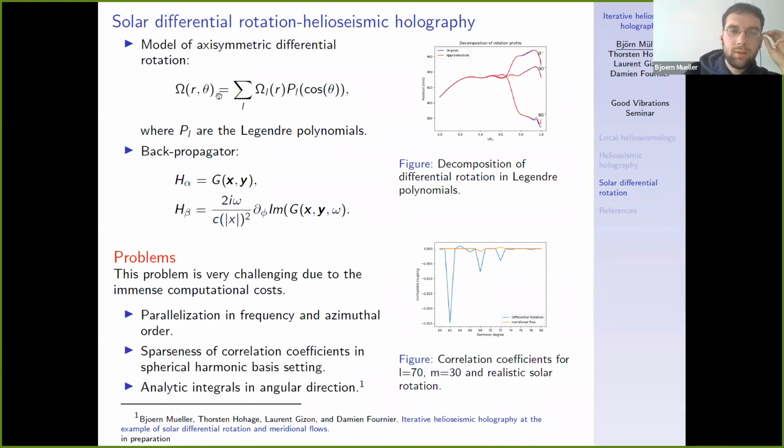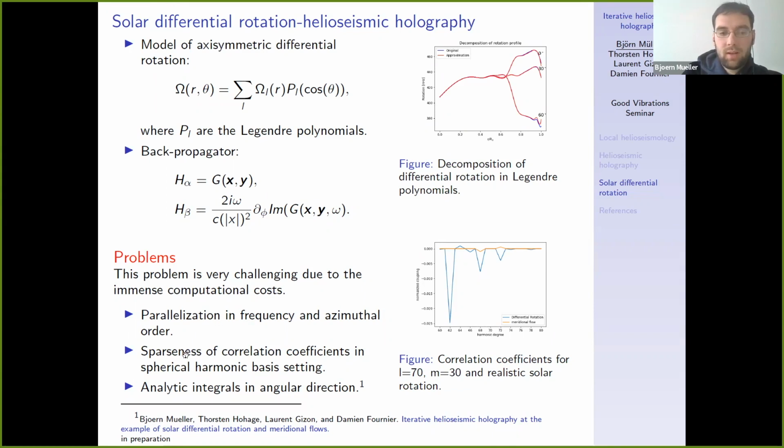So I started with decomposing the solar differential rotation in Legendre polynomials, and this already looks fine. Here it's only going to L equals 10 as maximal number, and it's already a good decomposition, I think. So the back propagators are fixed by the forward differential equation, and now we have some problems. The problem is that we have immense computational costs, even with parallelization in frequency and azimuthal order.